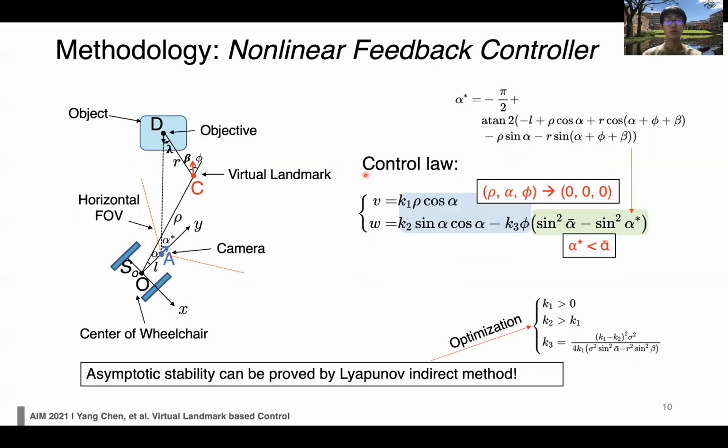So here is the controller we designed. The blue part works for rho, alpha, phi to converge to 0. The green part is responsible for constraint alpha star. Alpha star is actually a complex formula. The asymptotic stability of this controller can be proved by the Lyapunov indirect method, which also helps optimize the gains of the controller K1, K2, K3 as shown here.